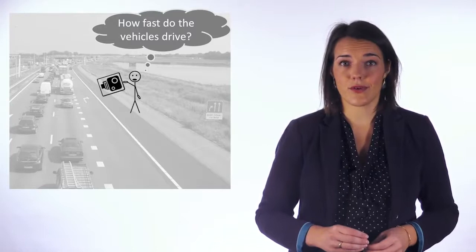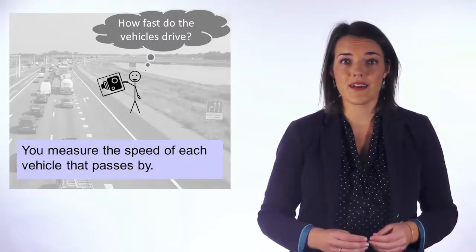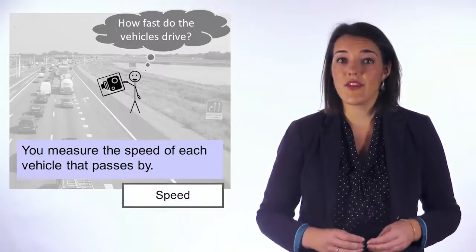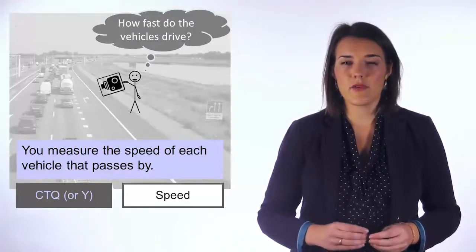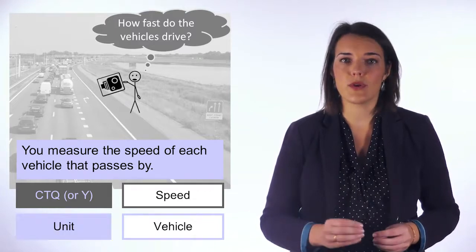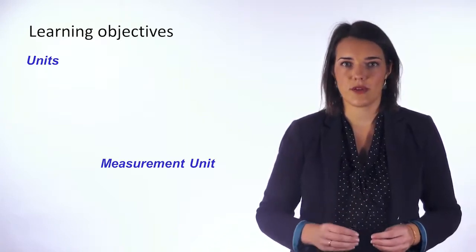To answer your question, you start by measuring the speed of each vehicle that passes by. So the variable that you are measuring is speed. And this is your CTQ or your Y variable. You measure speed for each vehicle, and vehicle is therefore your unit. In this video, you will learn what a unit is and what the difference is with a measurement unit.